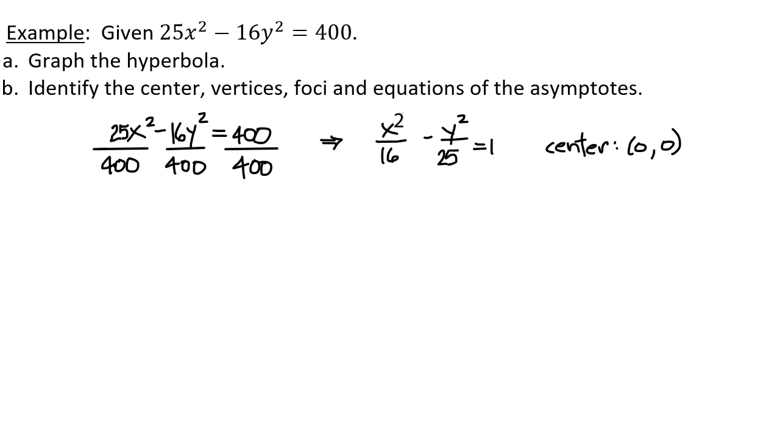So c squared equals a squared plus b squared. So c squared is 16 plus 25. That's 41. So c equals plus or minus the square root of 41.